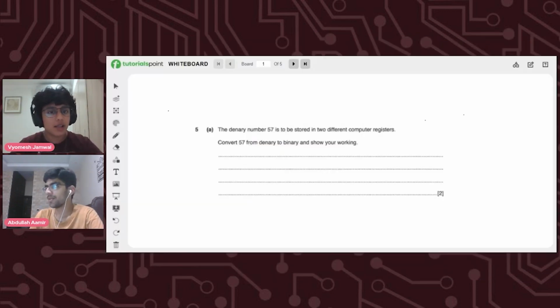So here the question asks us to convert the denary value of 57 from denary to binary. There are two methods of doing this. Either we can do it by the remainder method, or we could do it by using our mental maths and solving this question. I would personally use the maths version.